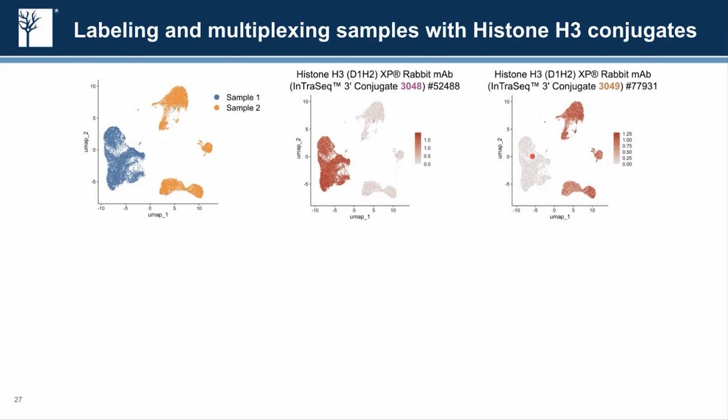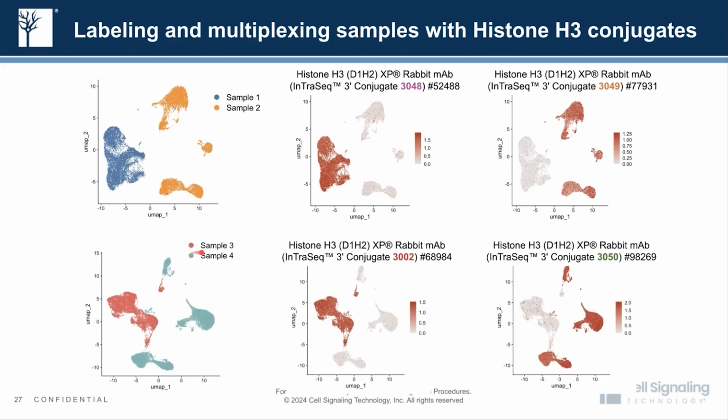Now, in this case, these 2 samples are transcriptionally different, but sometimes if you're using the same cell types that are stimulated differently, you wouldn't be able to tell them apart because they would cluster together if they're transcriptionally similar. However, using our histone conjugates as hashing reagents, you can demultiplex them after you sequence, because you know that this sample only has this barcode, and this sample has another barcode.